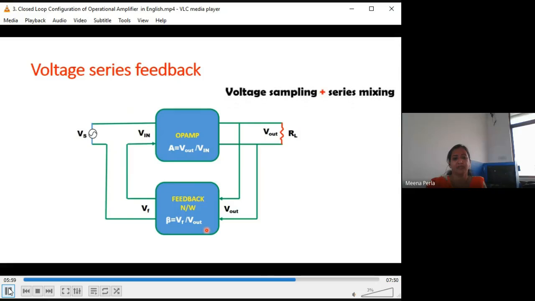In the voltage series feedback, we have voltage sampling plus series mixing. What is voltage sampling? Whenever some part of the output is given as feedback through the feedback network, that is called voltage sampling. And what is series mixing? When the output of the feedback network is provided in series with the input to the op-amp block, that is called series mixing.